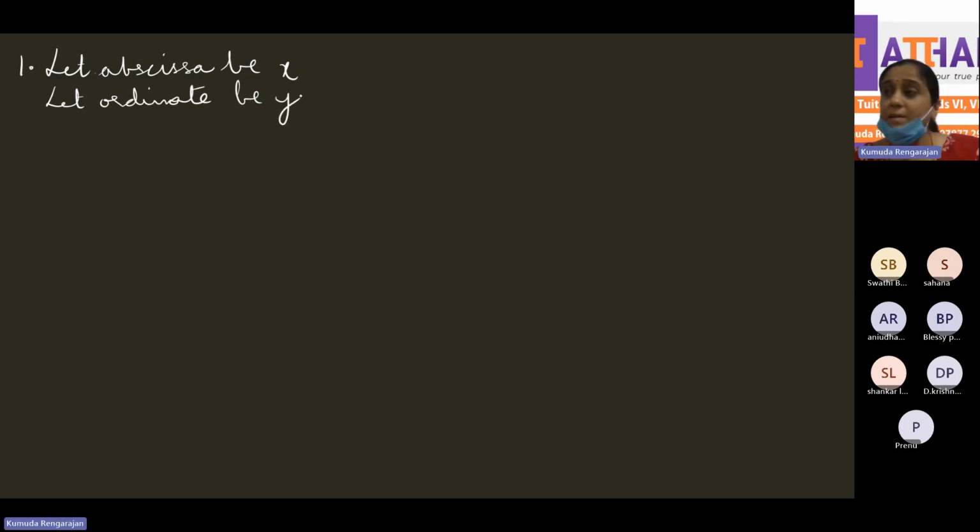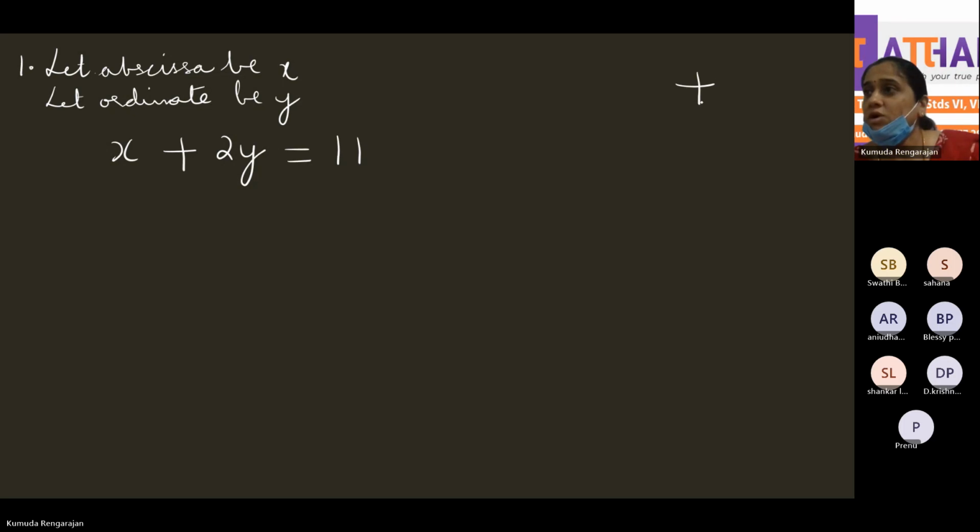What is given? The sum, meaning plus. The sum of what and what? The sum of abscissa X and twice the ordinate, 2 times the ordinate, is, meaning equal to, 11. Everything is there in English. You just have to convert that to a mathematical equation. The sum, meaning plus, of 2 things: the abscissa and twice the ordinate is 11.